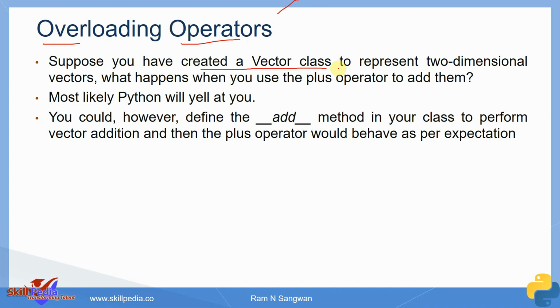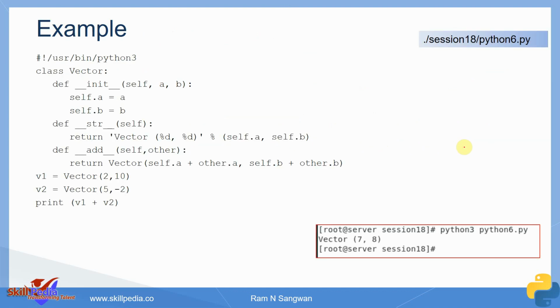Suppose you have created a vector class to represent a two-dimensional vector. I gave the example of coordinate geometry. Vector is also the same thing. We have two-dimensional data. What happens when you use the plus operator to add them? The normal plus operator will not work. So most likely Python will yell at you. However, you could define an add method in your class to perform vector addition, and then the plus operator would behave as per expectation. And this is a very simple example of operator overloading.